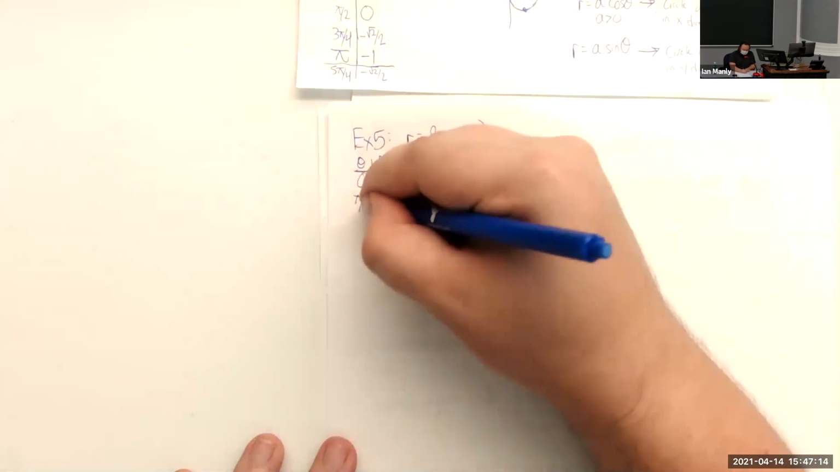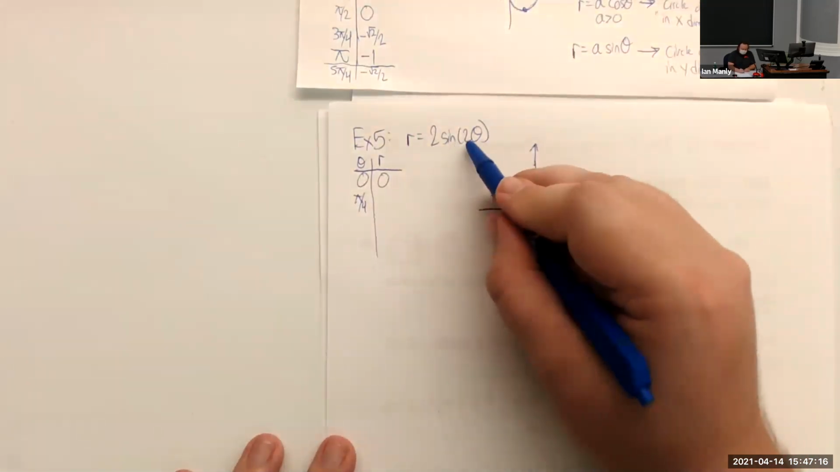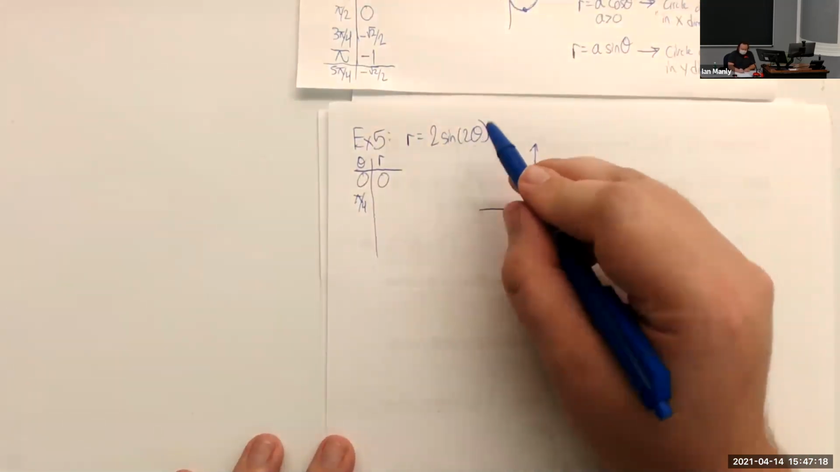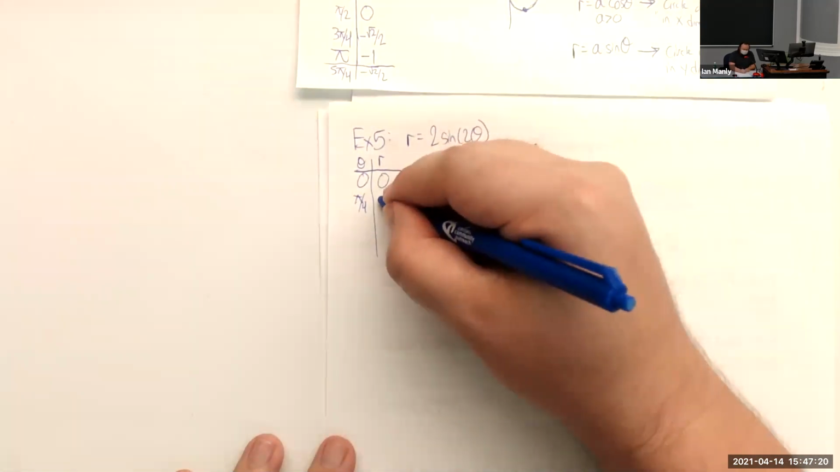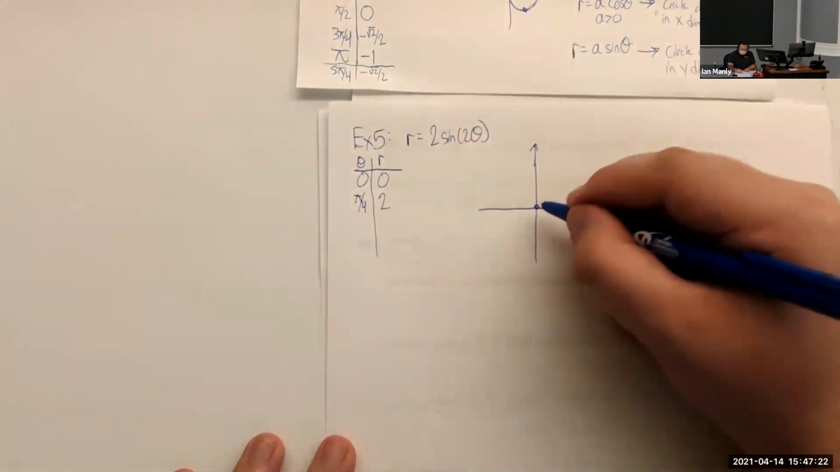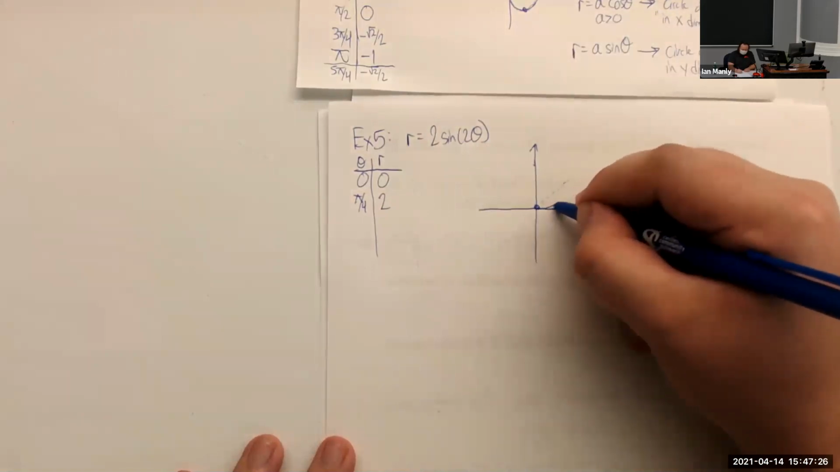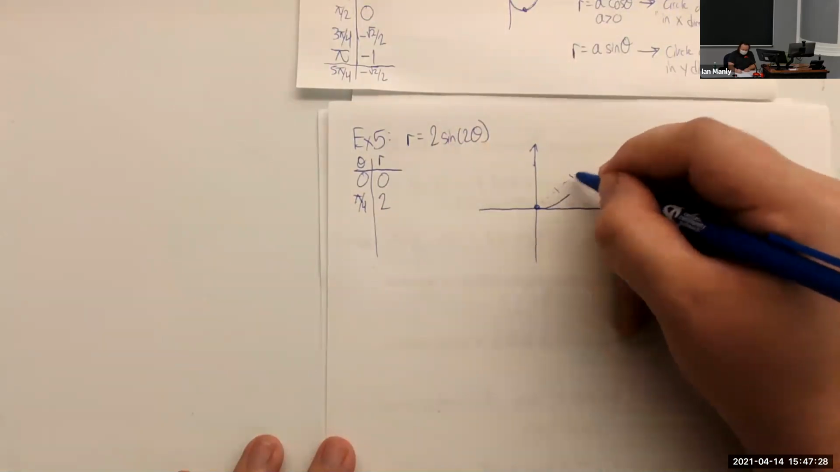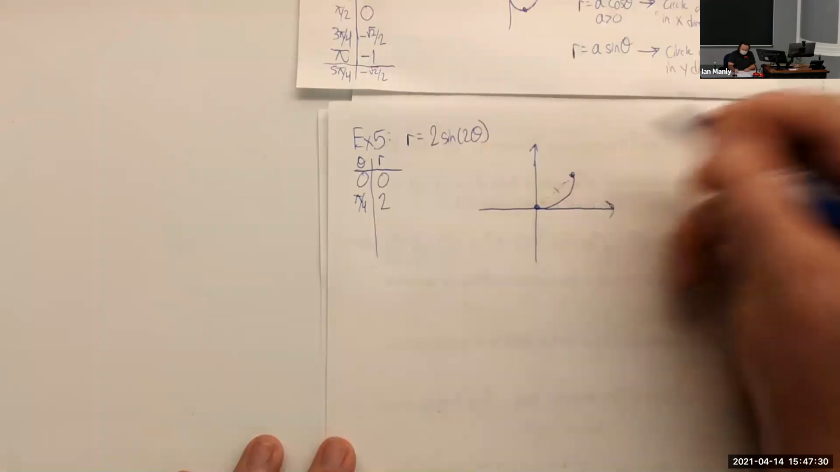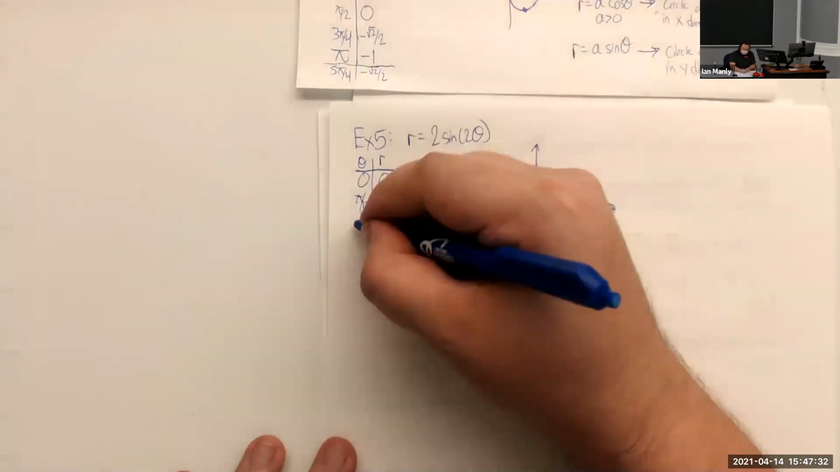We go to pi over 4. Sine of 2 times pi over 4 is sine of pi over 2, which is 1. And then times 2 is 2. So when we're looking at pi over 4, we extend from not being away from the origin at all to being about, let's say this is 2. So we're going to extend like that.